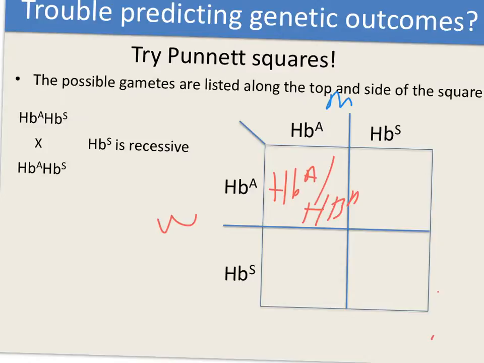And then here we have HBA, HBS, so it's a heterozygote. We'll say A and S. And here, S and A, and then S and S. So what's the probability of having a baby that has sickle cell anemia? 25%. Right.